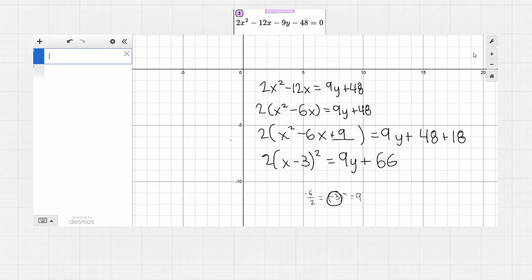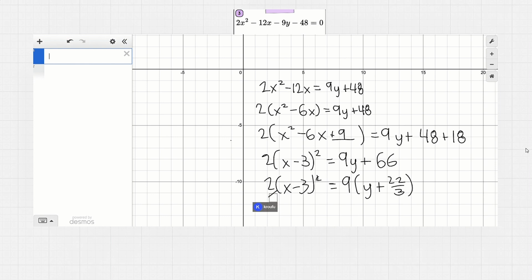Let's ask ourselves, is this the standard equation? No, it's still not the standard equation. So what are we going to do next? We're going to factor 9. Why? So 66 divided by 9, we will get 22 over 3. So this is factoring out 9. Let's try to check it. 9 times y, 9y. 9 times 22 over 3 equals 66.